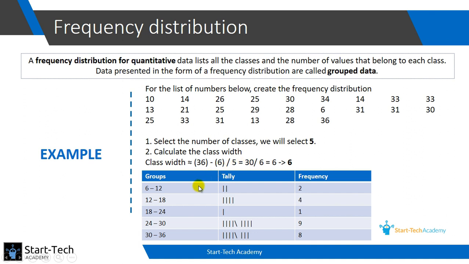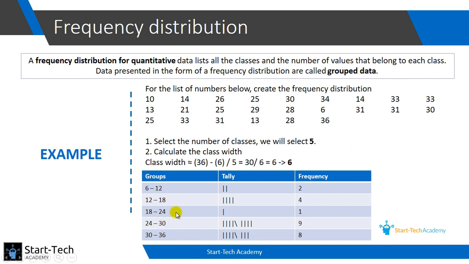Now, to create the classes, I will start with the minimum value, which is 6, and I will add the class width to get this upper range. So it is 6 to 12. Next class will start from this value 12, and we will add the class width to get 18, and so on. So from 6 to 12, 12 to 18, 18 to 24, 24 to 30, 30 to 36. To avoid confusion that if we have a number 30, to which class it will belong, we usually follow this convention that 30 will not belong to this class, it will belong to the 24 to 30 class. That is, 30 will be part of the upper range and not of the lower range.